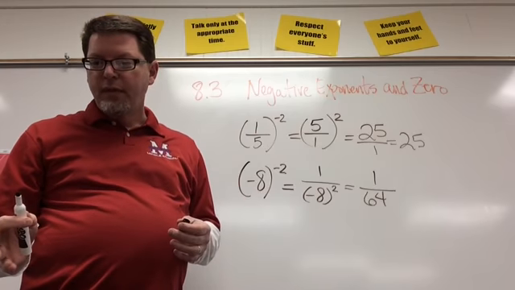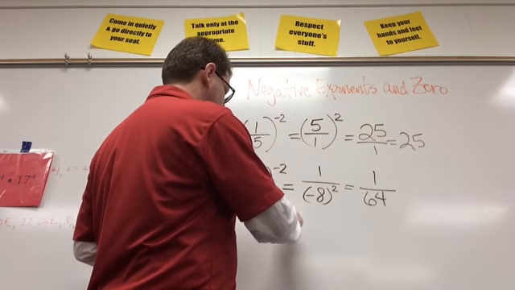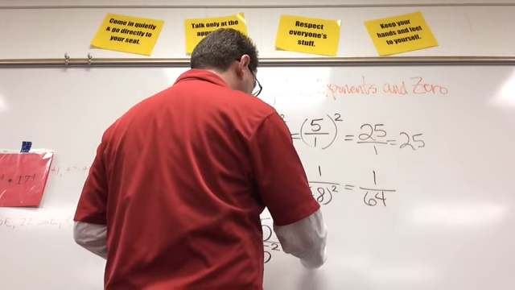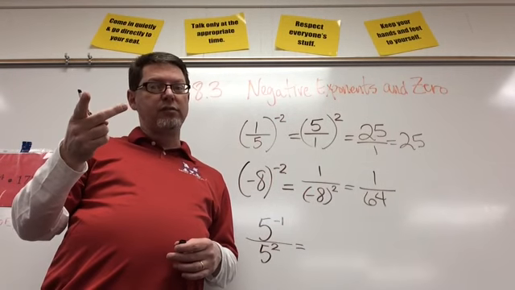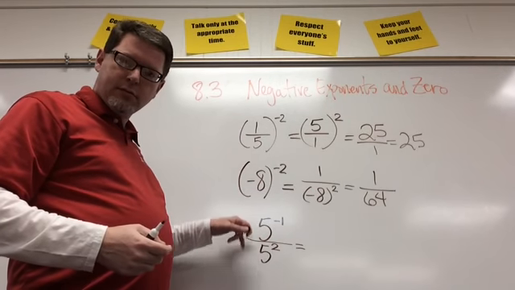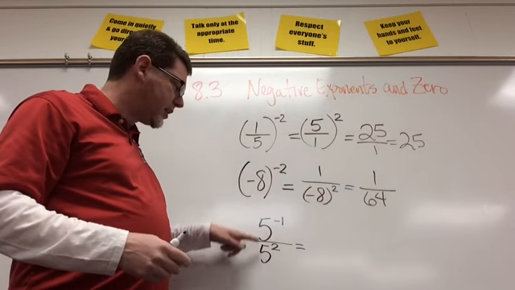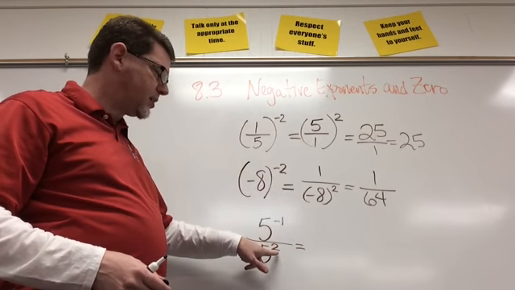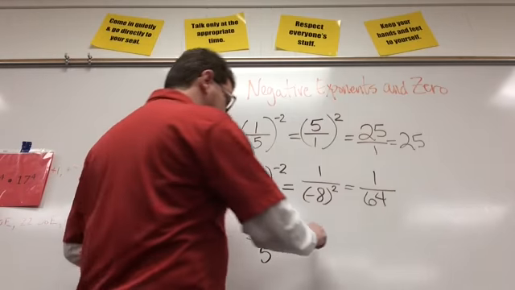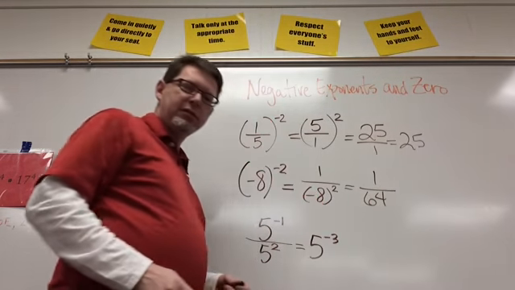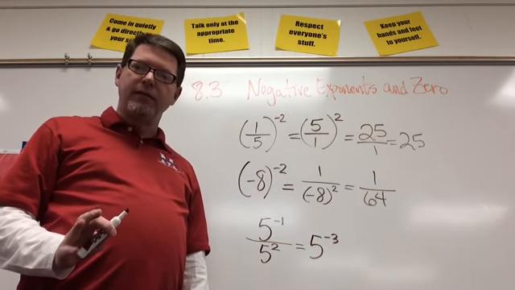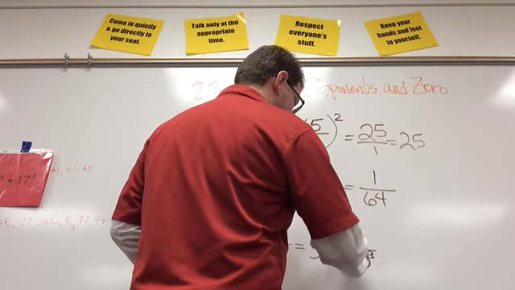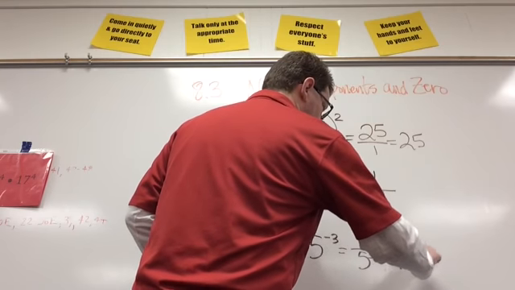What about this one? 5 to the negative 1 over 5 to the second. Now there are two things that I could do on this one. You know that when we're dividing the same base, we subtract the exponents. So negative 1 minus 2 is negative 3. So this would be 5 to the negative third power. But I can't keep it like that because I want my exponent to be positive. So instead of 5 to the negative third power, now I do 1 over 5 to the third, and that equals 1 over 125.